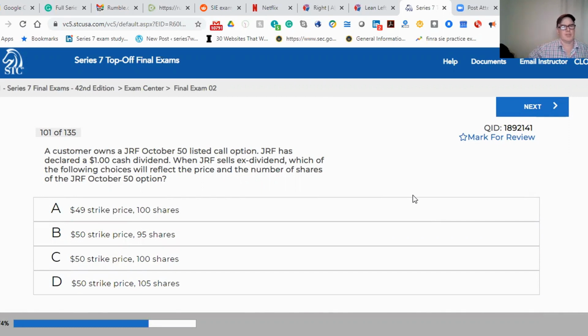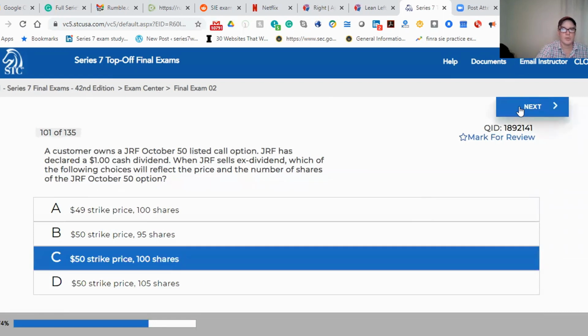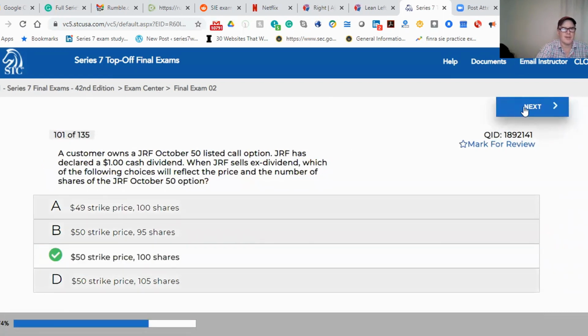Customer owns JRF October 50 call option. JRF has declared a $1 cash dividend. When JRF sells ex-dividend, which of the following choices will reflect the price and number of shares on the JRF 50 option? So they announce a cash dividend. Who cares? I don't really care about a cash dividend, so it's going to be a 50 call. It's a cash dividend. It makes it seem so much harder than it is. Well, I'll be wrong. Boom. Cash dividend, nobody cares. If it's a stock dividend of a certain percentage, then we would adjust things.